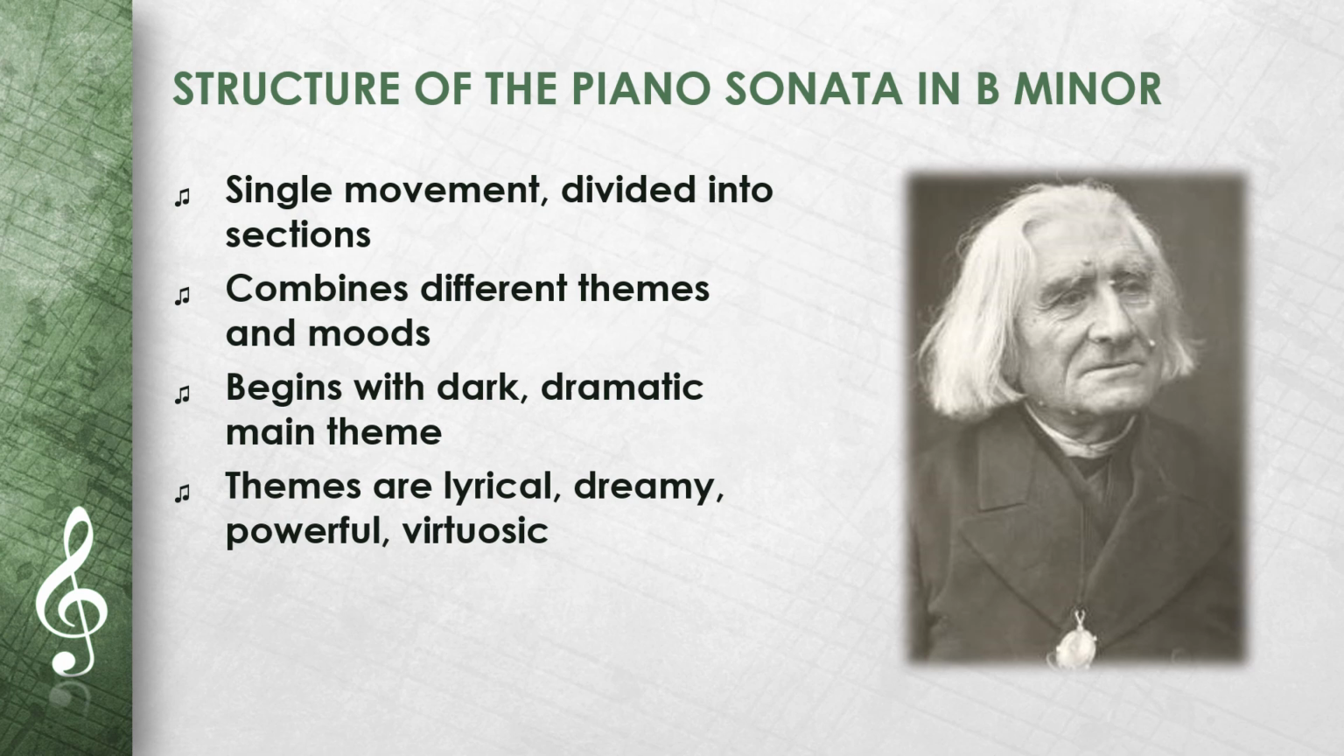The Piano Sonata in B minor is composed in a single movement that is divided into several sections. These sections flow into one another and form a cohesive musical unit. Liszt dispenses with the traditional three-movement form of the sonata and instead creates a work that combines different themes and moods. The sonata begins with a dark and dramatic main theme that is taken up and varied again and again in the course of the work. Other themes also appear, some of which are lyrical and dreamy, while others are powerful and virtuosic.